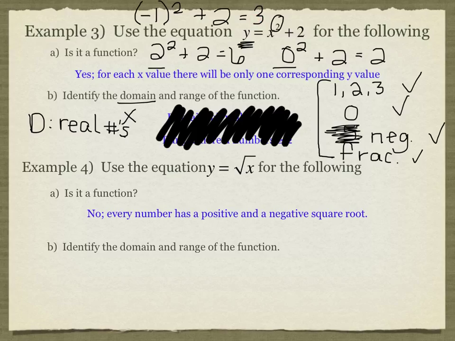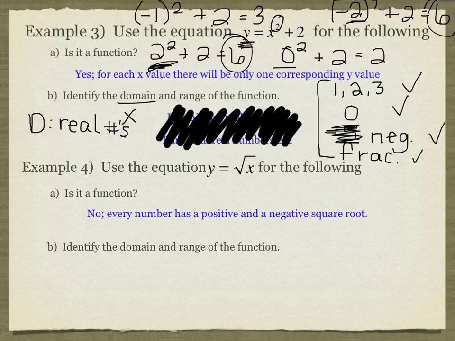Watch what happens if I do -2. So -2 squared plus 2. Well, -2 squared is still 4, as long as you type it in your calculator correctly. And 4 plus 2 is equal to 6. So with -2 and with +2, I got the exact same answer out of that.